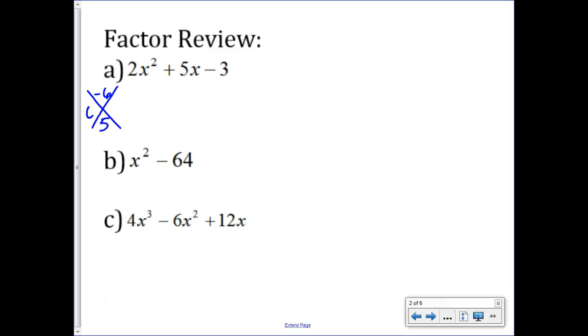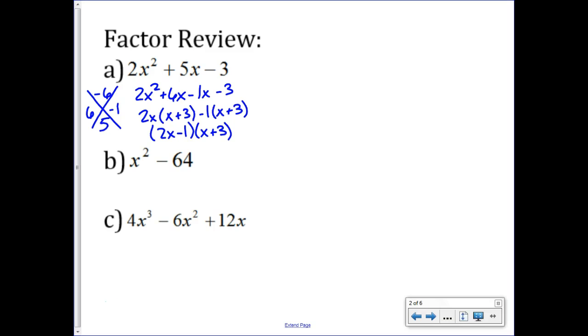So I would say 6 and -1. So 2x squared plus 6x minus 1x minus 3. Then I can take 2x out front, and I have x plus 3. I can take a -1 out, and I have x plus 3. So I have 2x minus 1 and x plus 3, and we're finished with that one.